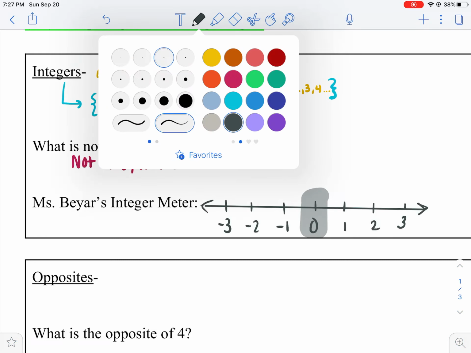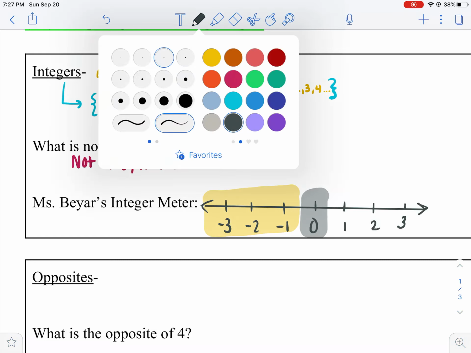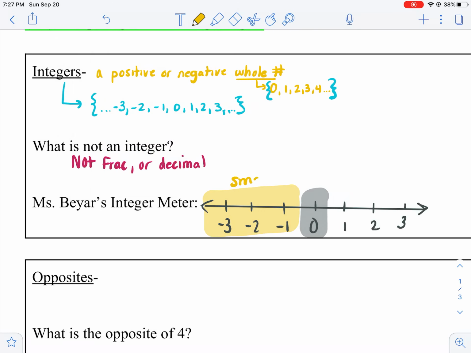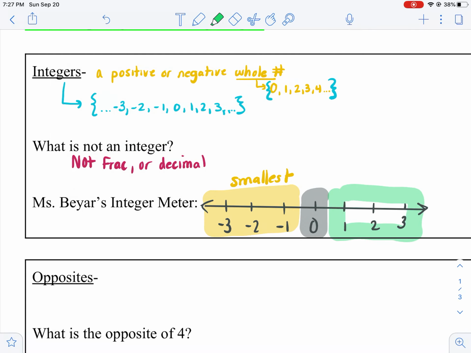And then we have all of our negative numbers. All of our negative numbers are the smallest numbers. So we have our negative numbers over here. They are the smallest group when we're grouping them. So this is our smallest numbers. And then we have our positive numbers, which are our bigger numbers. So you know that 1 is smaller than 3. But -1 is even smaller than +1.